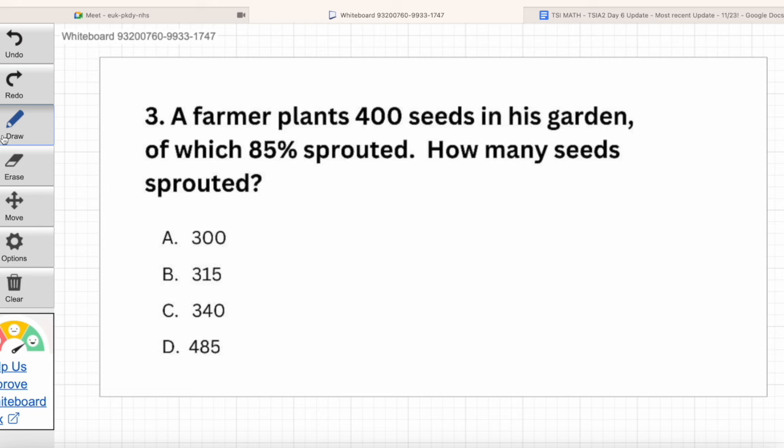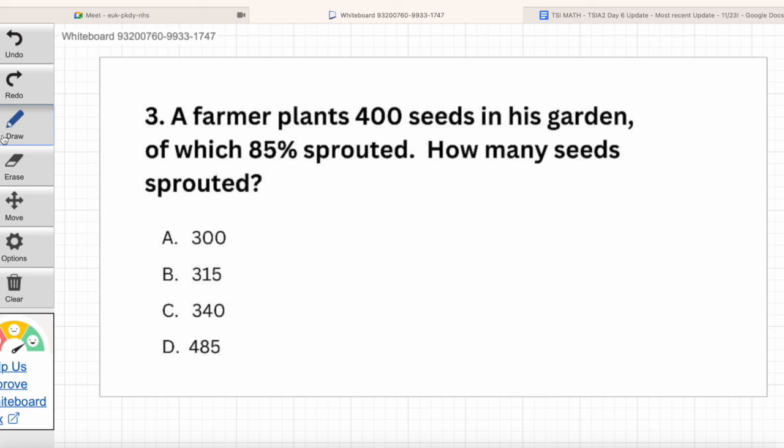A farmer plants 400 seeds in his garden, of which 85% sprouted. How many seeds sprouted? Yeah, it says of which 85% sprouted. So of those 400, 85% sprouted. Does that question make some sense? Yes. Okay. So I just want to talk about this from a logical perspective right off the bat, before we do an operation. We're talking about some percentage of 400 that sprouted.